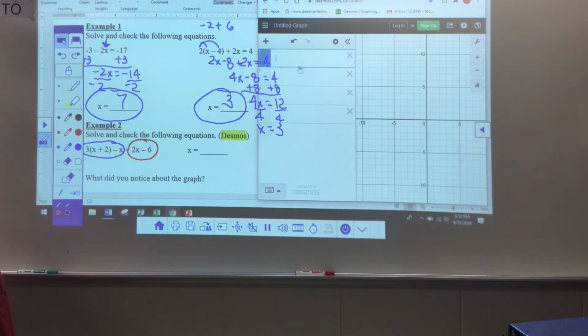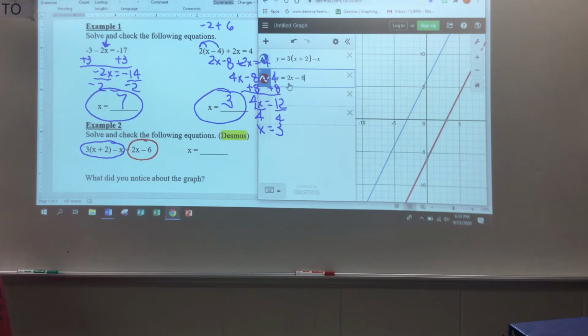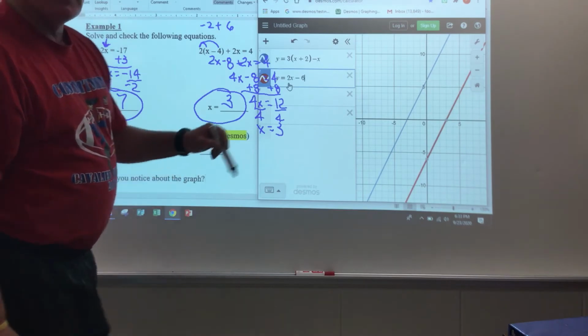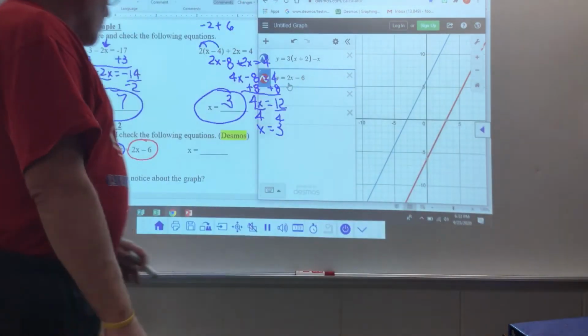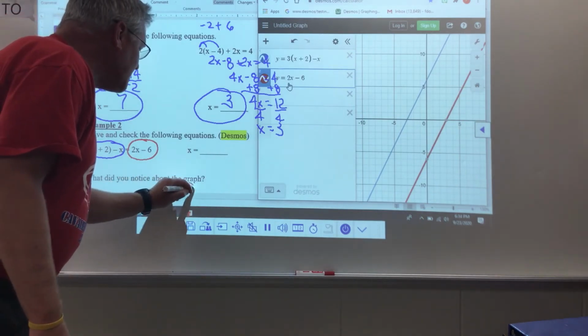You type with me. Grab your Desmos if you haven't done so. I got y equals 3 times the quantity x plus 2, close the quantity, minus another x. Let me grab another box here, type my y equals in. I've got 2x minus 6. Whoa! Notice what I have here on my graph. Hopefully you guys can see it. What do you guys notice about that graph? Well, the lines, you've got parallel lines.